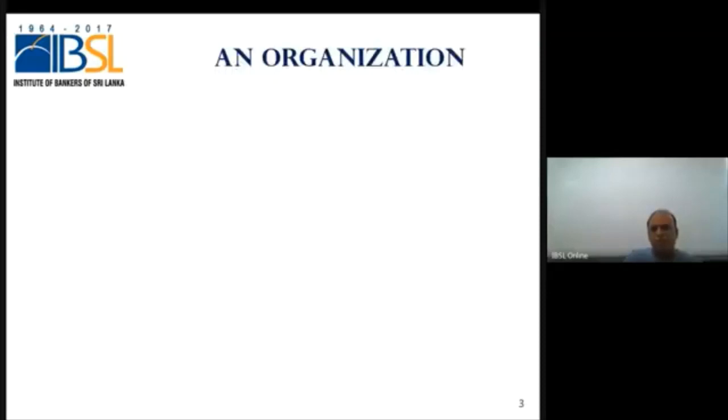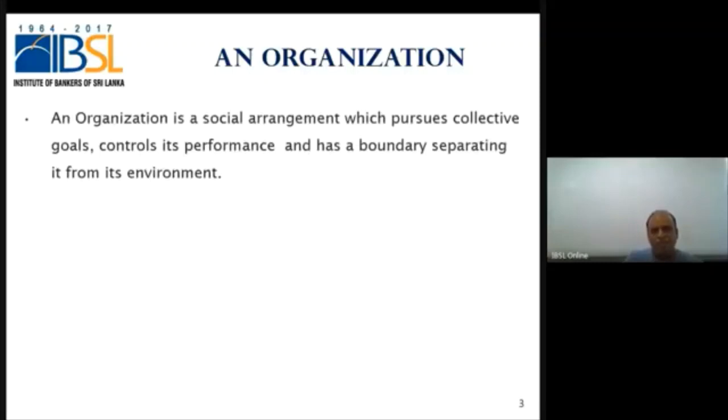So what are we talking about as an organization? An organization is a social arrangement which pursues collective goals, controls its performance, and has a boundary separating it from its environment. So, in other words, an organization is called a social arrangement which looks after some collective goals.